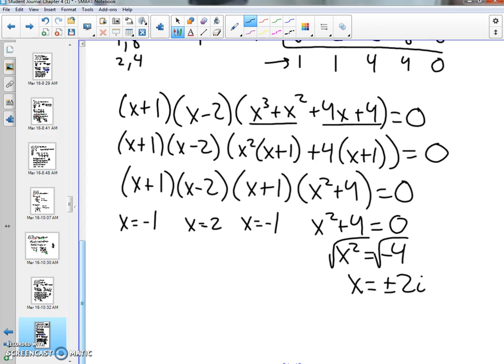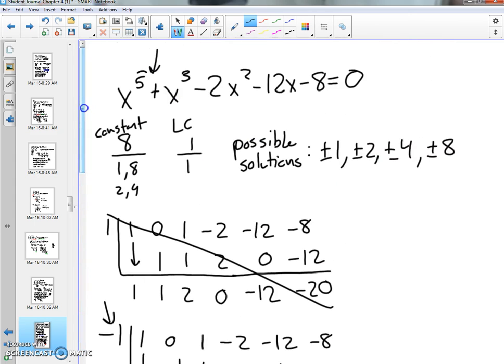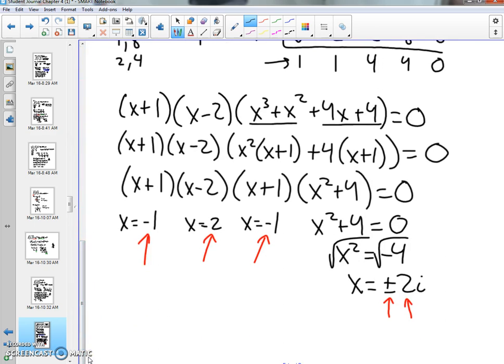Okay, so I want to think about how many solutions did I get? I got 1, 2, 3, 4, 5, because of the positive and the negative version. And when I started way up here, my degree was 5. So it matches up just like it's supposed to.